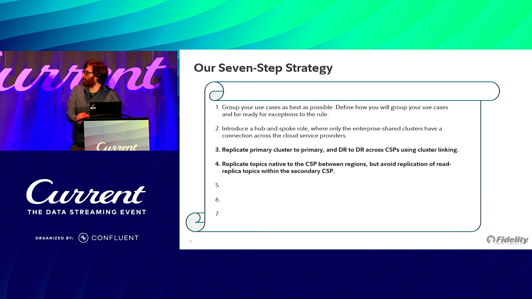So before we move on, let's take our key takeaways from that and add back to our strategy. The first is we want to replicate from primary cluster to primary and DR to DR using cluster linking in our case. And then point 4, we want to replicate the topics native to CSPs across regions, but topics originating from a separate CSP should all be excluded from internal replication. So with this, let's move on to talking about some of the tools alongside this setup that Fidelity uses to be able to achieve this at scale.